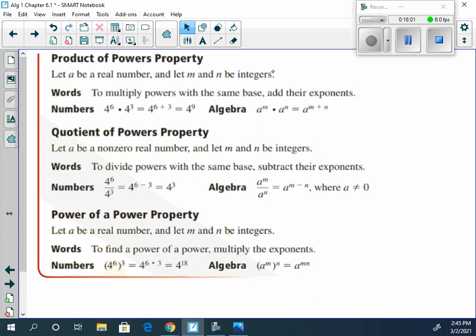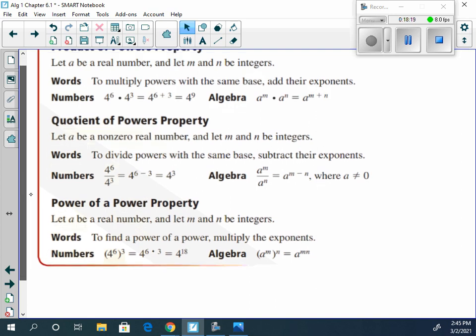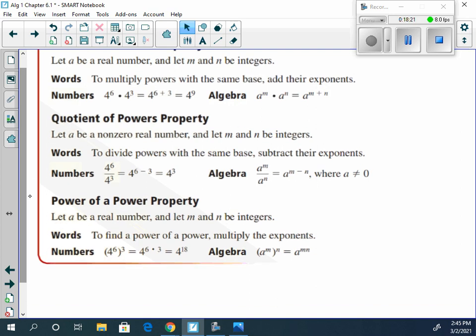For quotient or division, if we're dividing like bases, then we subtract the exponents. And our last one is power of a power. Power of a power. These multiply.